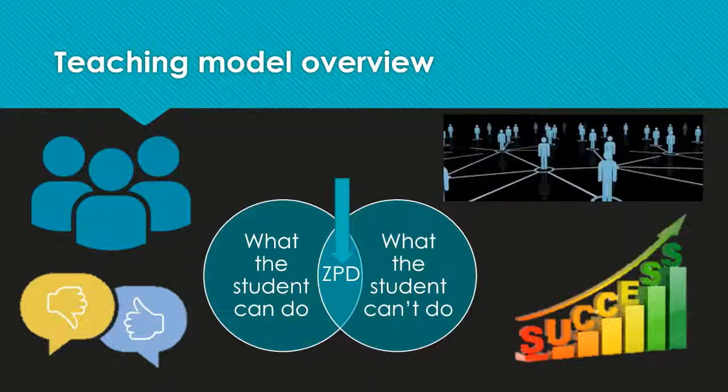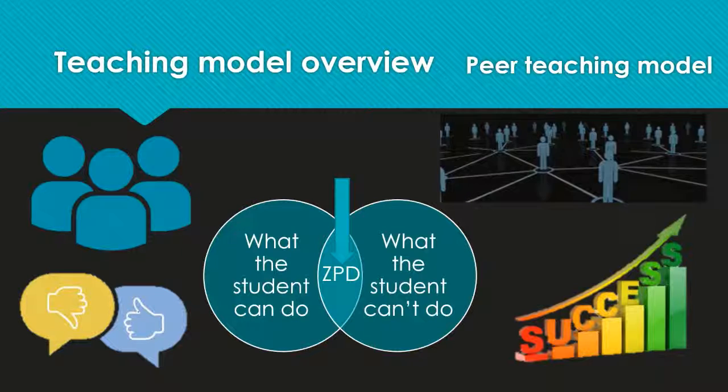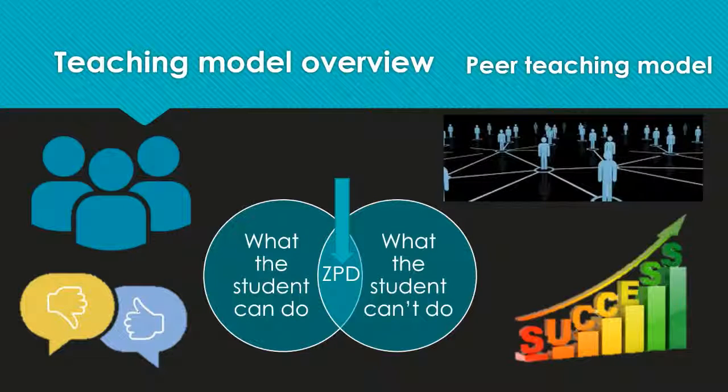The teaching model that we chose to base our unit of work on is the peer teaching model. The aim of this model is an alternative method of teaching where the students act as tutors for their peers and provide feedback to one another in order to support and enhance each other's learning. We chose to use this model because it encourages social interaction, teamwork, and independence.